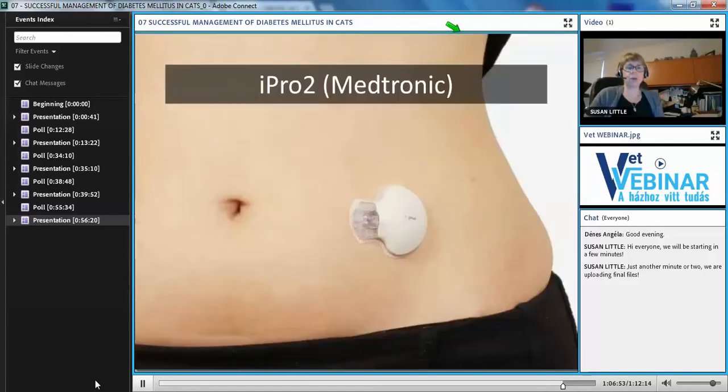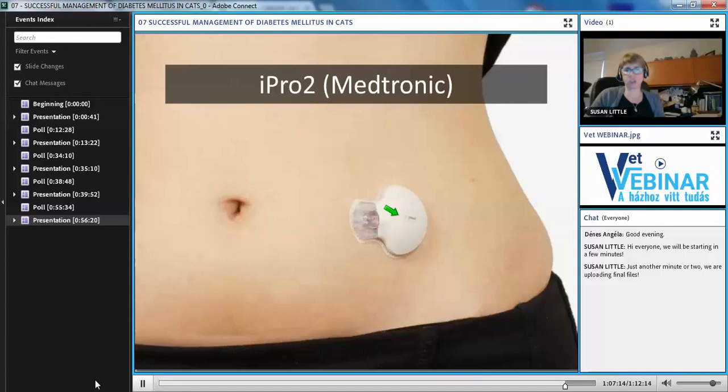Again, this looks very similar, but this one stores the information in this unit itself. It doesn't send it to a receiver. So if you buy this unit, the cat can go home with it, come back in 3 days, you remove this and download it into a dock that attaches to your computer.